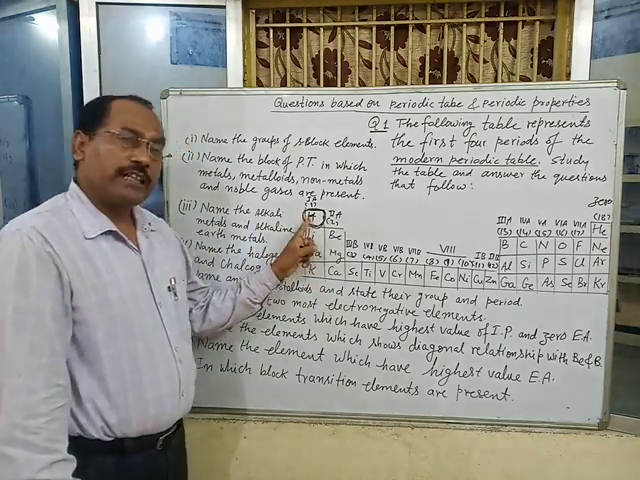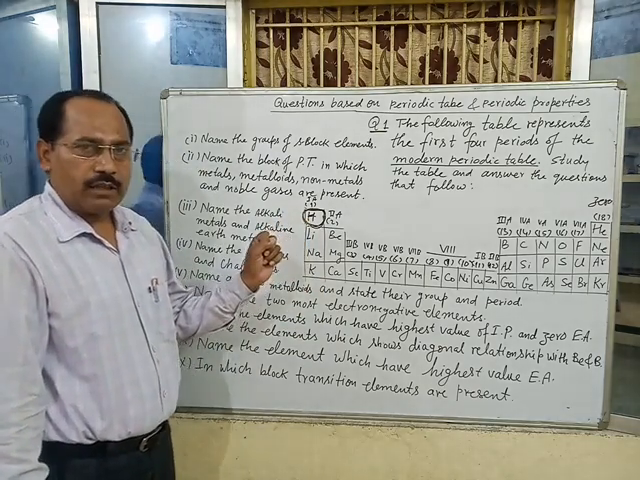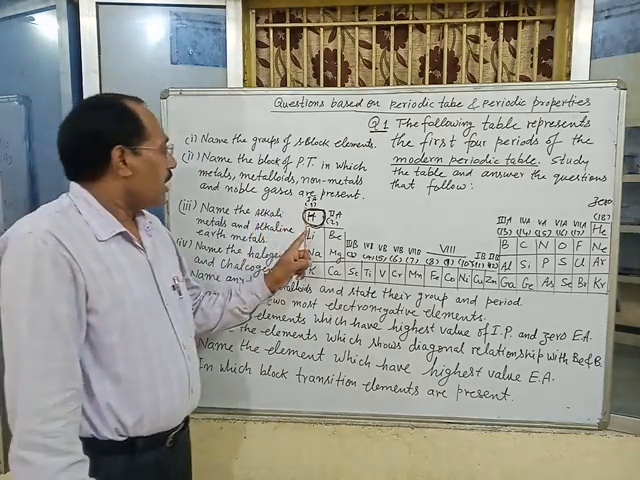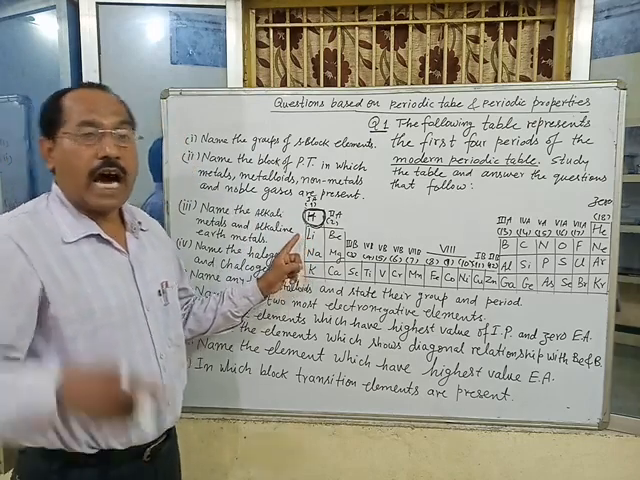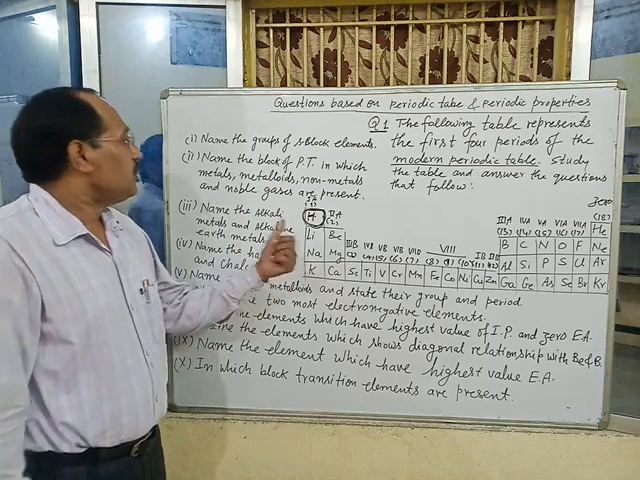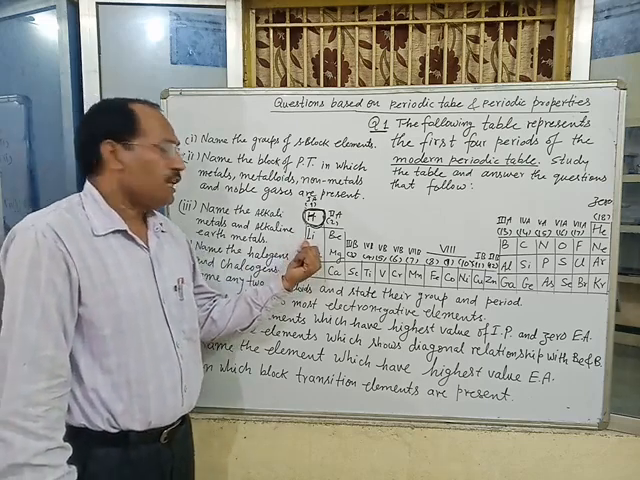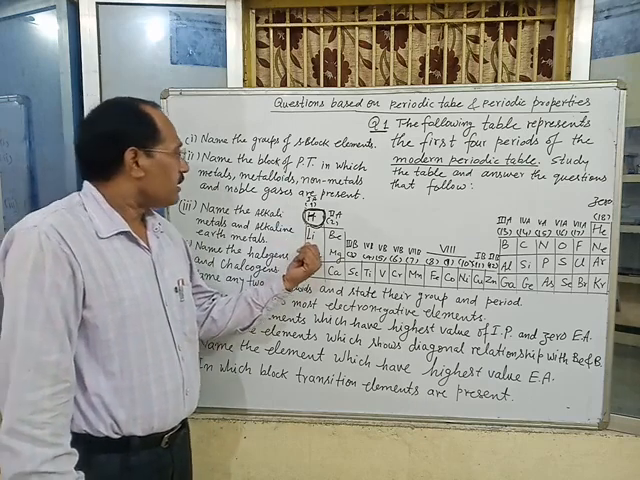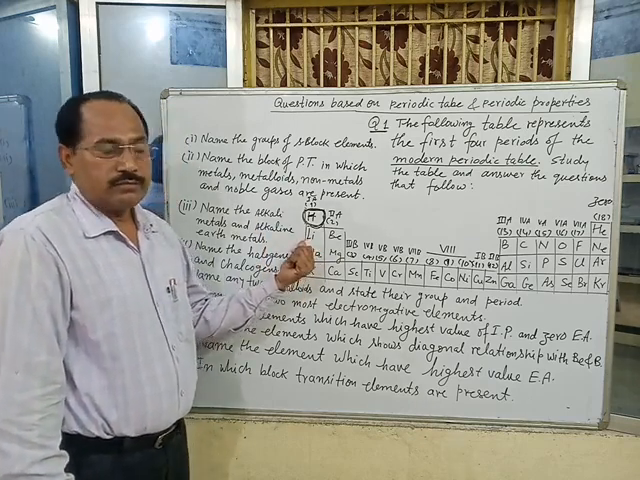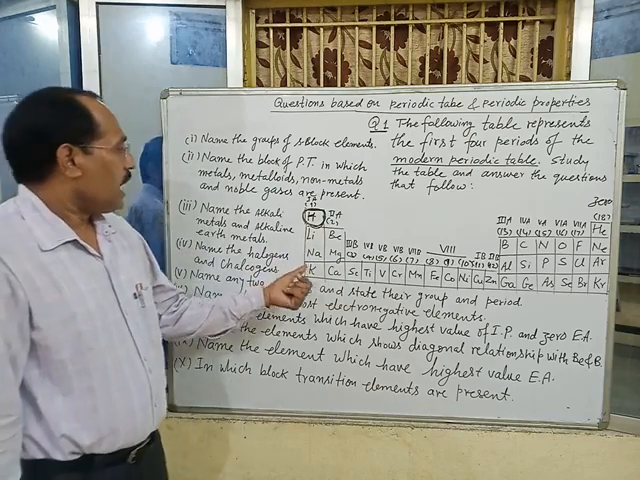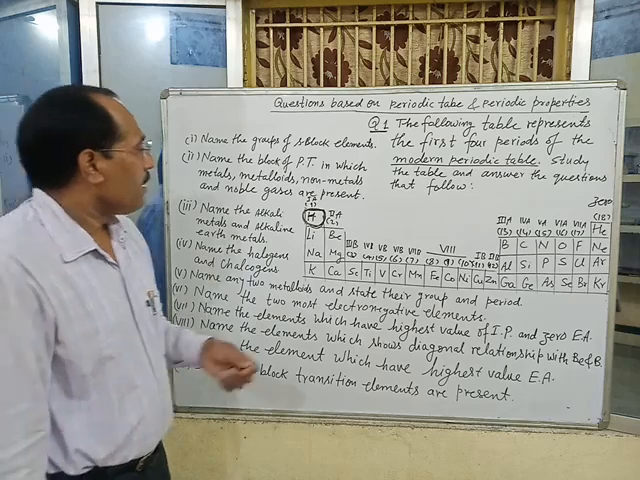Hydrogen is the lightest element. It is known as the unique element of the periodic table. Lithium is the lightest metal, hardest metal and least reactive alkali metal. Least reactive alkali metal is lithium, hardest alkali metal is lithium, lightest alkali metal is lithium. Sodium and potassium are the softest metals of the periodic table.